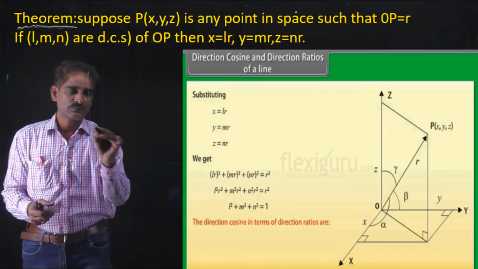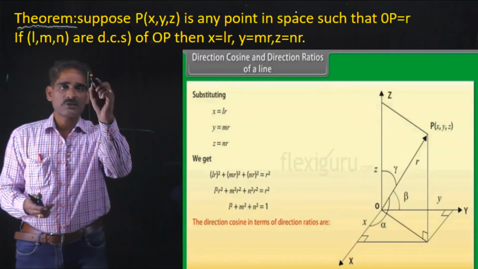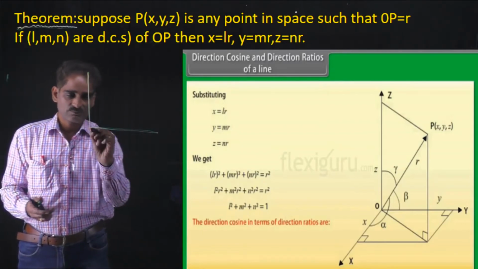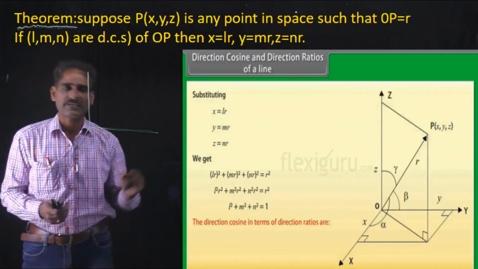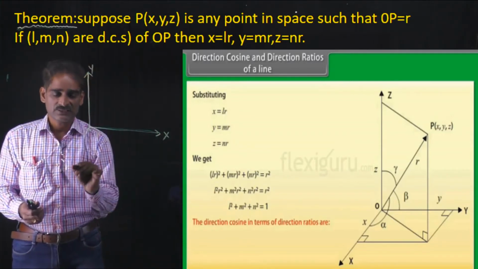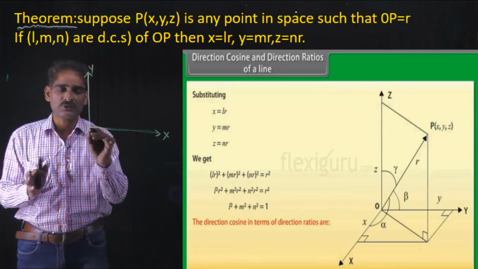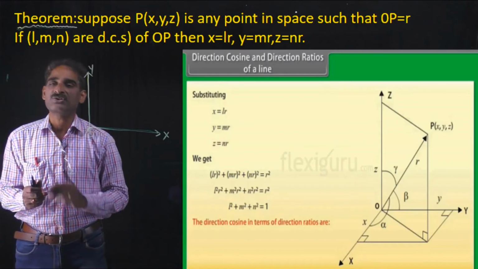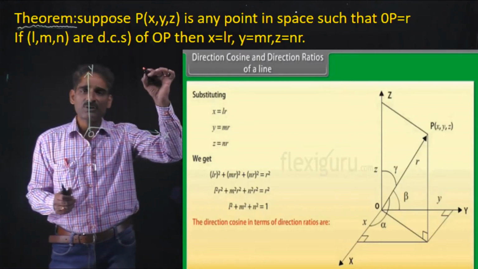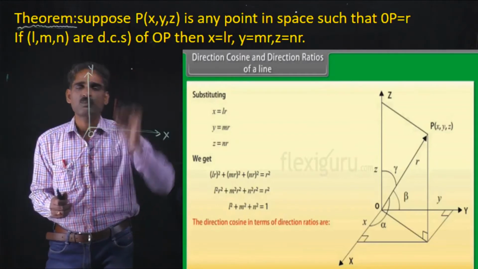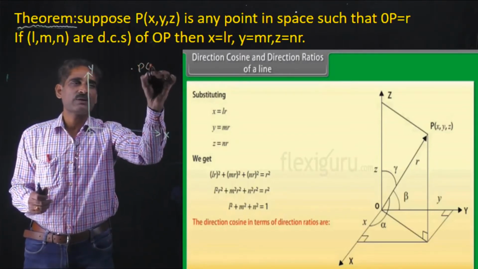Before that, just draw the coordinate system. Suppose that these are the three axes. This is the x-axis, this is the y-axis, this is the z-axis, mutually perpendicular. This is the point of intersection of these three axes, which is nothing but the origin. Suppose this is the position of the point in the space, P(x, y, z).